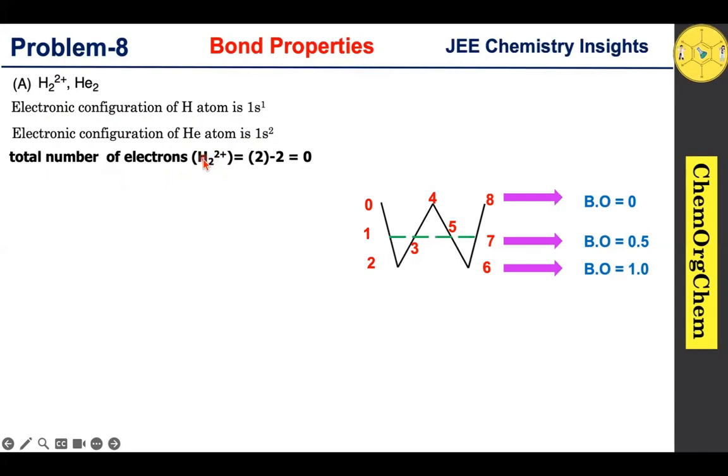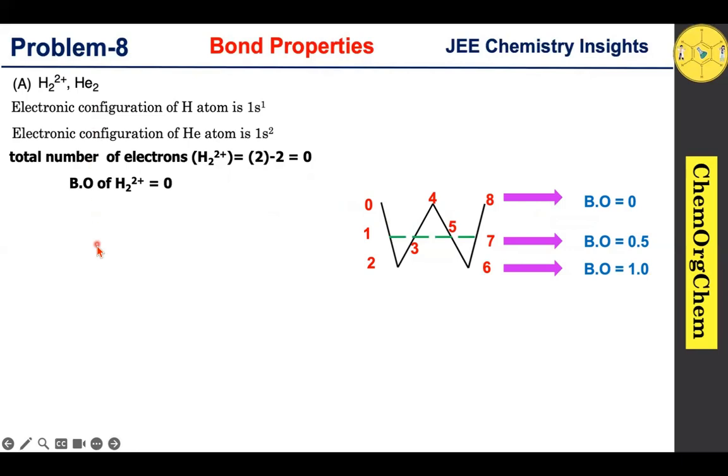Here you see two hydrogen atoms, so 1 plus 1 is 2. Here there are two positive charges, which means we need to subtract 2 electrons. So 2 minus 2 equals 0. So 0 is here in this diagram. The bond order of H2 2+ is 0.